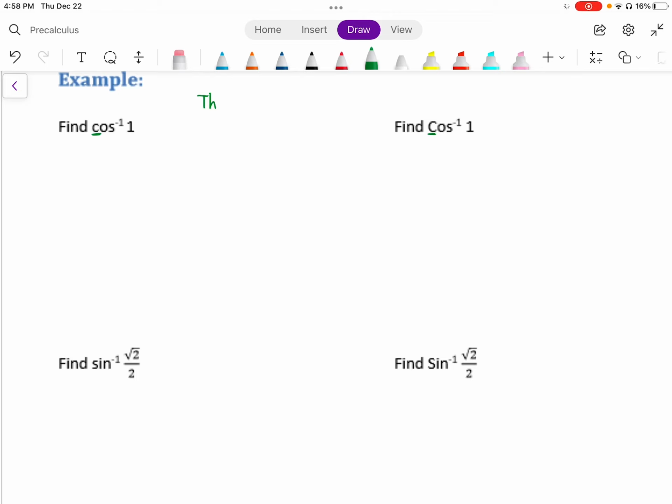The cosine of what number or numbers equals 1. That's what this statement right here is asking. The cosine of what number or numbers equals 1. Well, we know that the cosine of 0 is equal to 1.